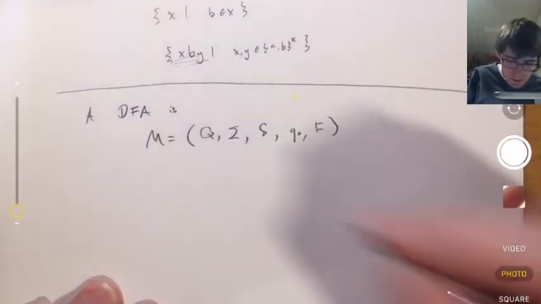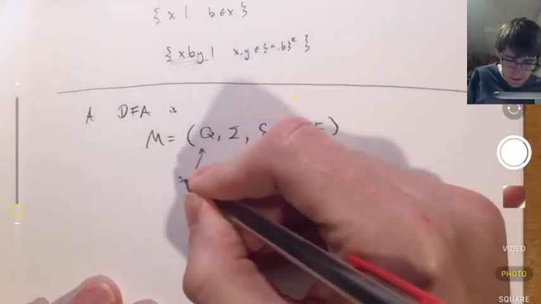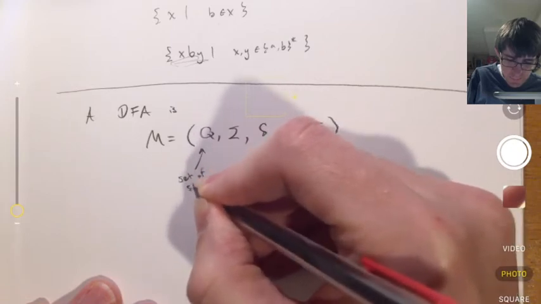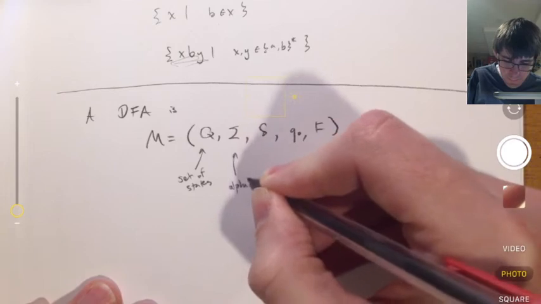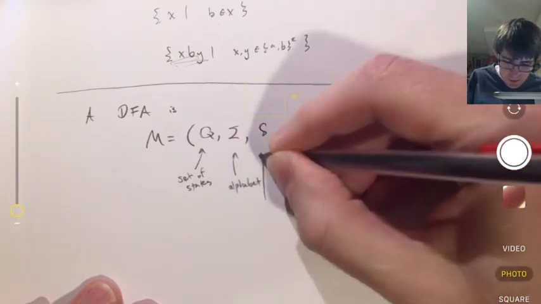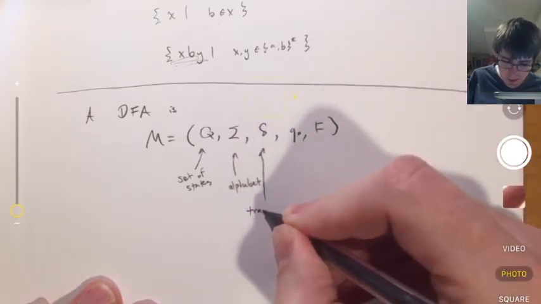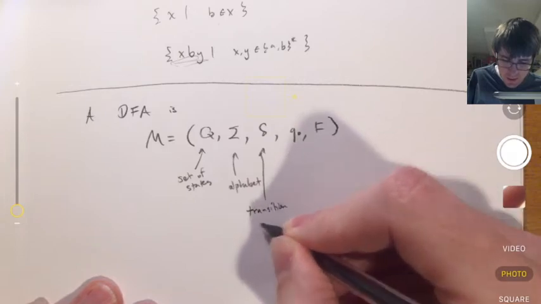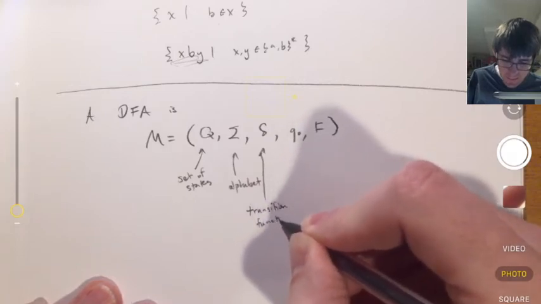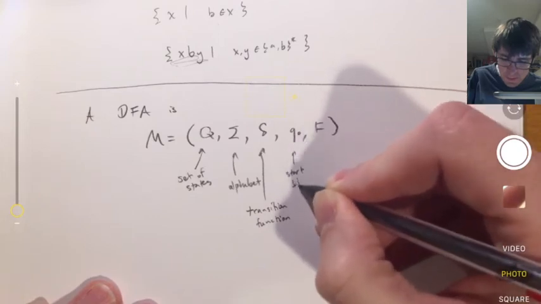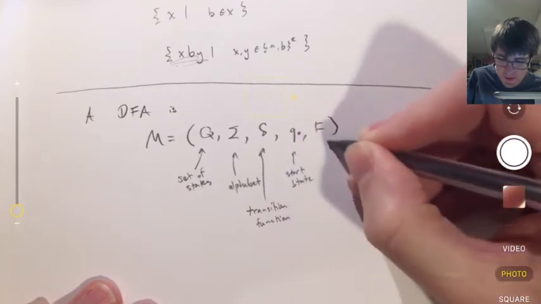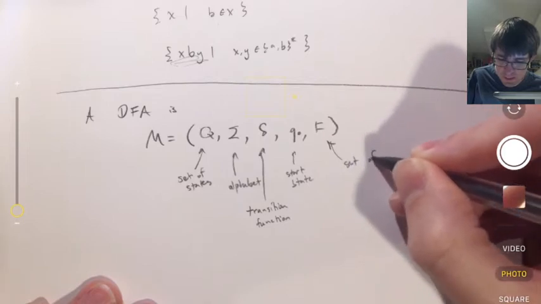What these mean: Q, this is the set of states. Sigma is the alphabet, which is also a set. Delta is the transition function, which is kind of the most complicated ingredient here. This Q0 is the starting state, and the F is the set of accepting states.